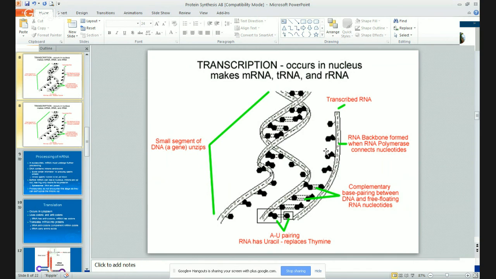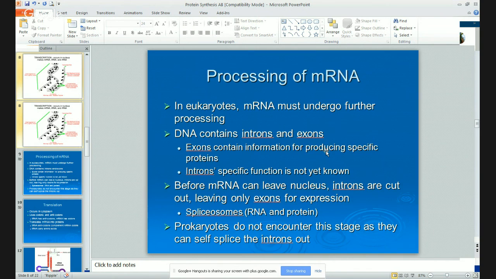So that's basically what introns and exons are. You might run into this when you get to college. They might tell you a little about introns and exons. It's just another step of processing that only eukaryotes go through. Prokaryotes don't go through this.